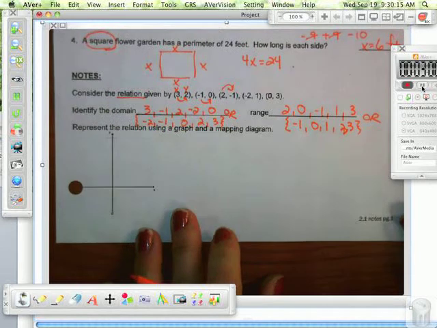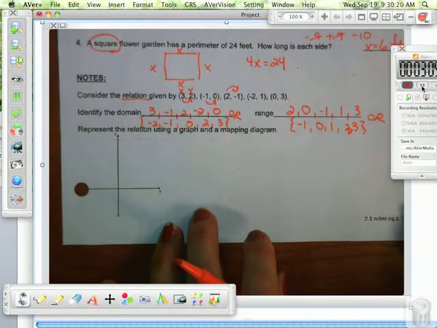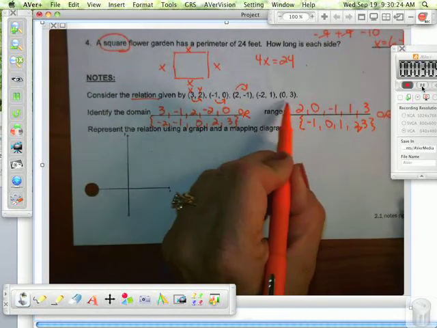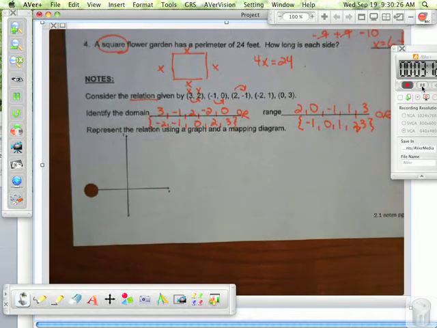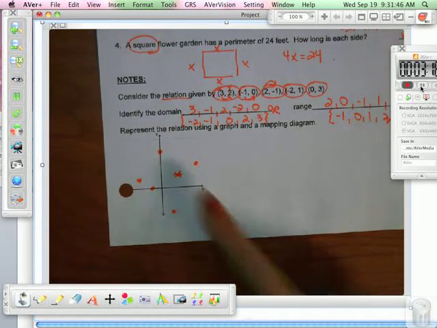Okay? Represent the relation using a graph and a mapping diagram. So what they want you to do is graph all these ordered pairs. Okay? So go ahead and do that real quick. Wait, why didn't you send them up in order? That's a mistake. Okay? Now the mapping diagram.